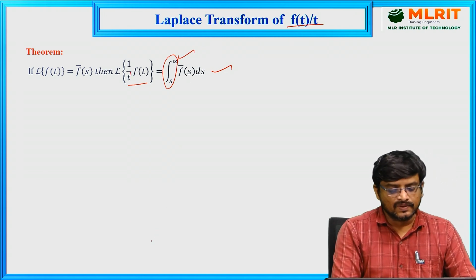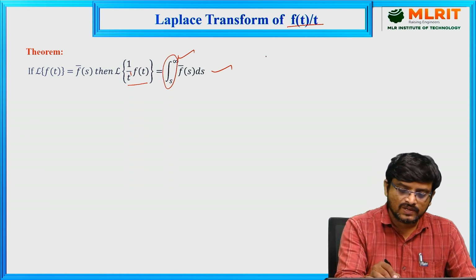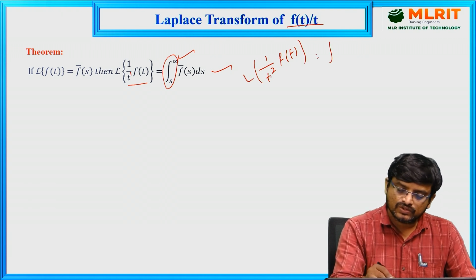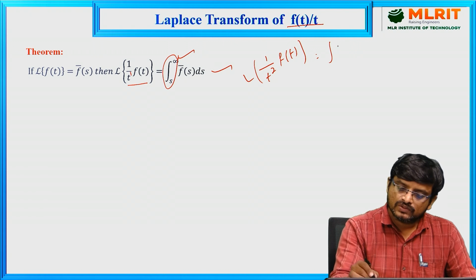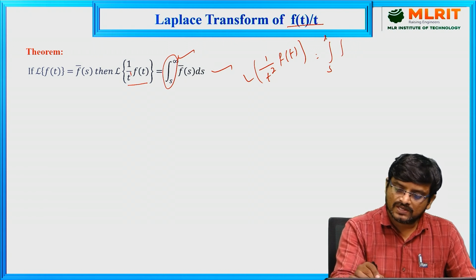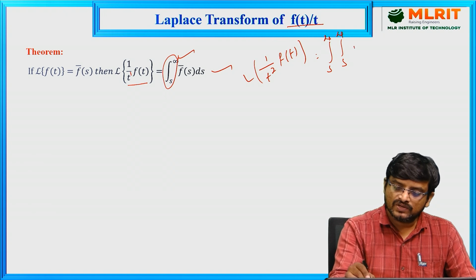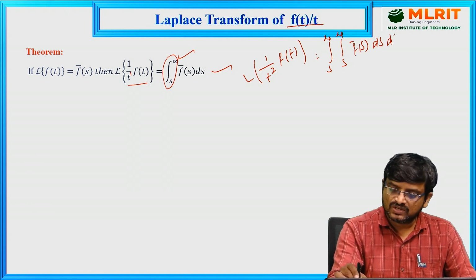In the denominator the power of t is 1, so one time we have to apply the integration between s to infinity. Similarly if you have 1 by t square into f of t, since the power of t is 2, you have to apply integration 2 times for the function: integral s to infinity f bar of s, integration with respect to s both times.